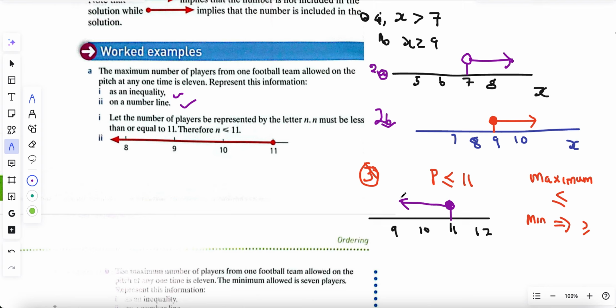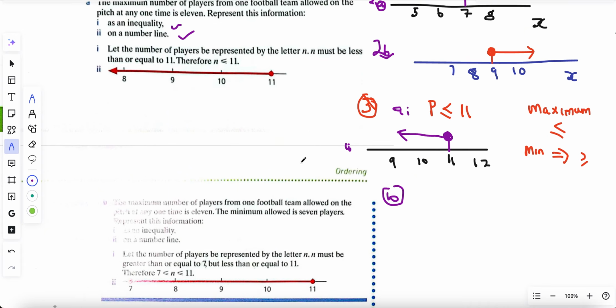Now, you say the other part, which is the B. This is A Roman figure 1, and the number line is A Roman figure 2. Now, the B part of question 3 says, let the number of players be represented. Okay, this one is an explanation of it.